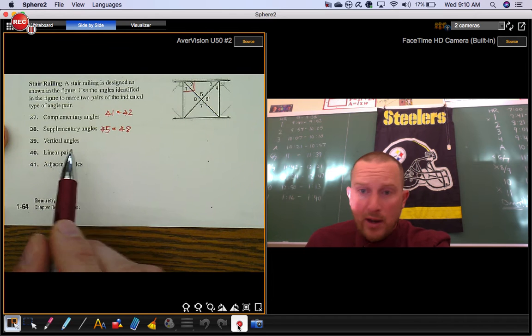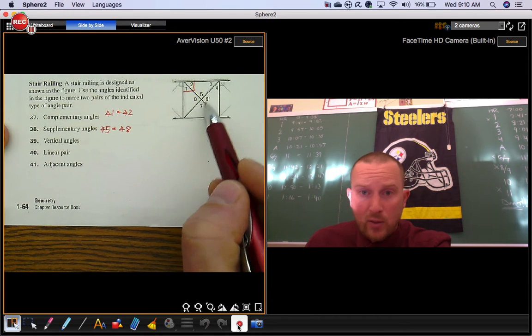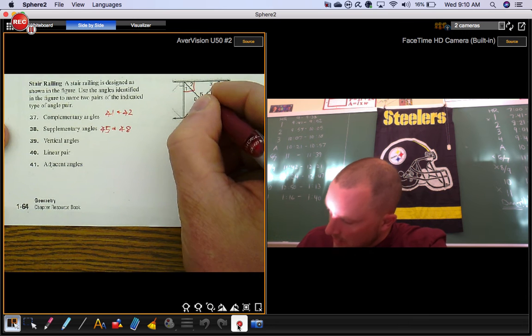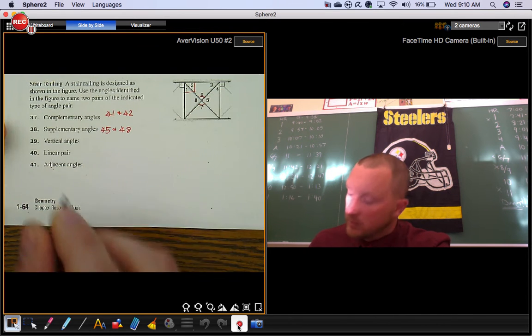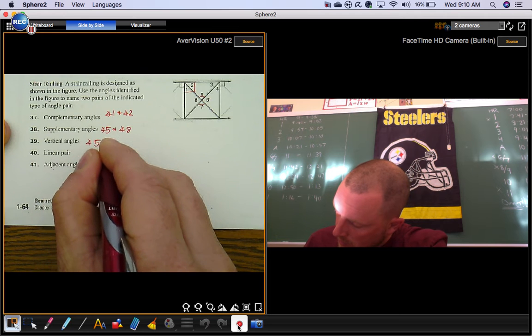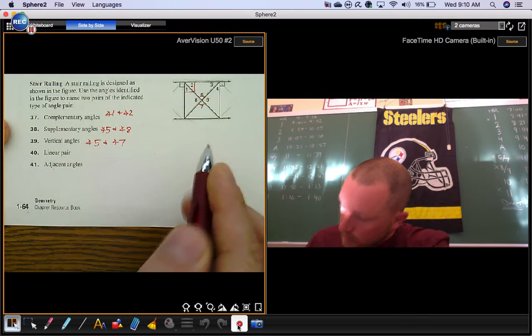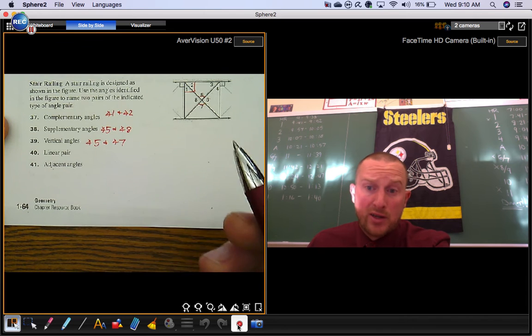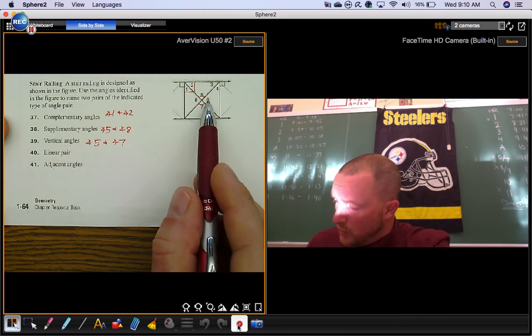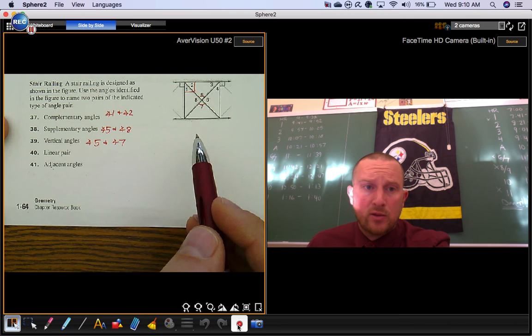Now, your vertical angles, we're going to stick with these same four angles here. The vertical ones would be like angle 5 and angle 7. Vertical angles are across from each other. They're made with two lines. They're non-adjacent. The other verticals would be angle 6 and angle 8. You could have said that as well.